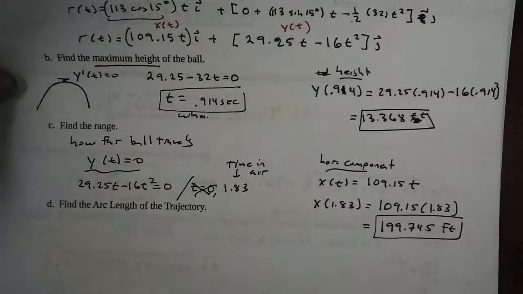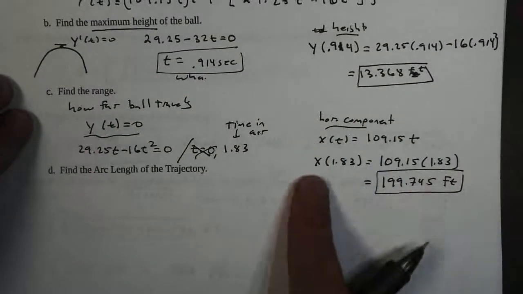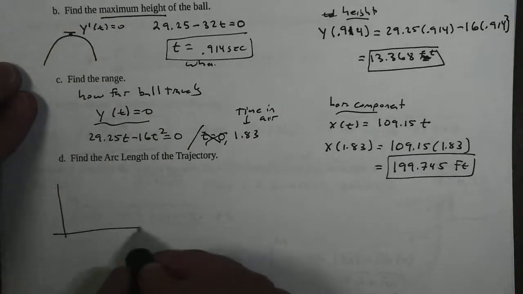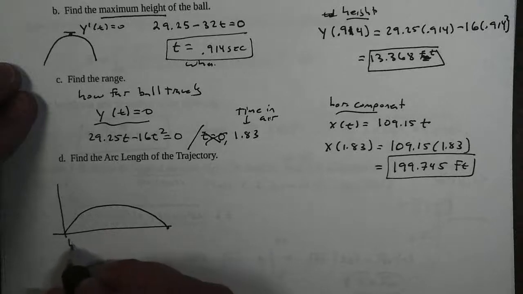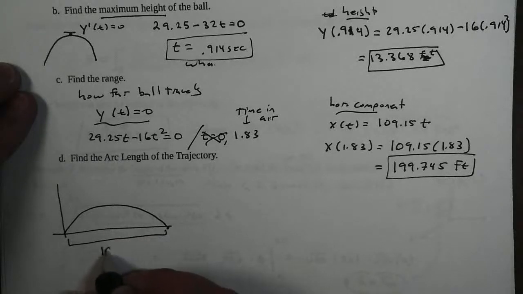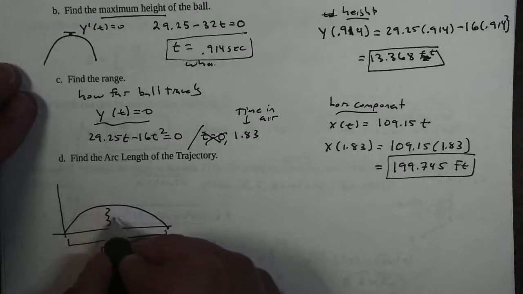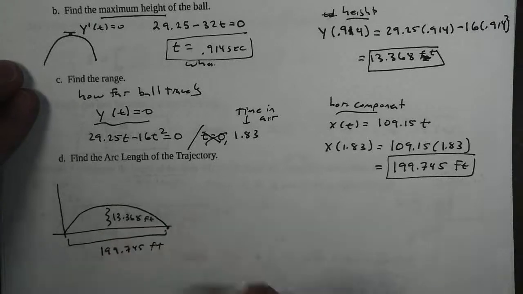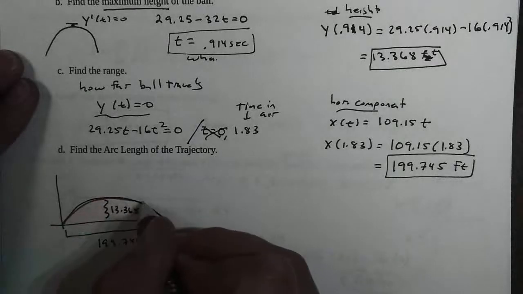Warnow. All right, the last one finds the arc length of the trajectory. Now, remember, this is how far down range. So if we're hitting the ball, basically starting at 0, this distance right here, that is 199.745 feet. This right here, my maximum height, we said that was 13.368 feet. Now what we want to find is this arc length, L.